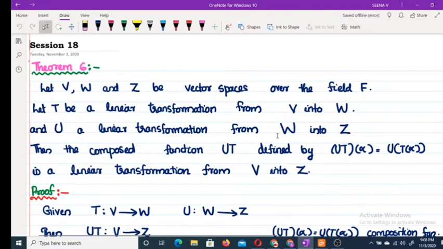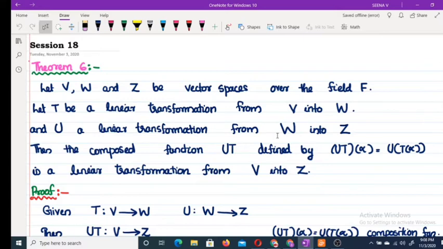Hi, good morning. Just recall what we have discussed in our last class. We have proved L(V, W) is a vector space. Also, we have proved the dimension of L(V, W) is mn. Now, we are going to prove another theorem.